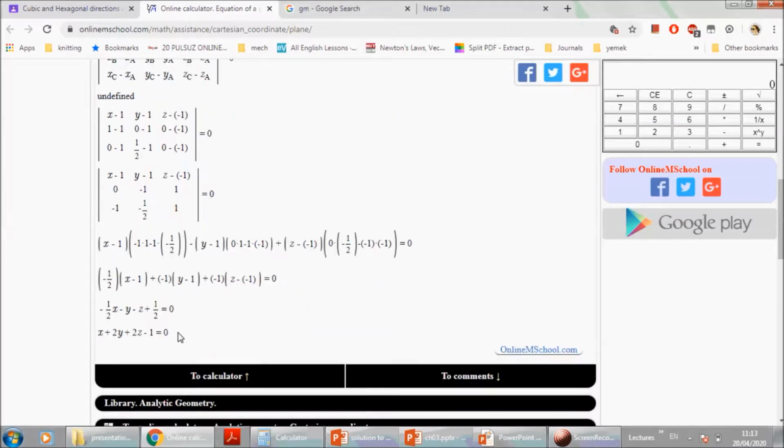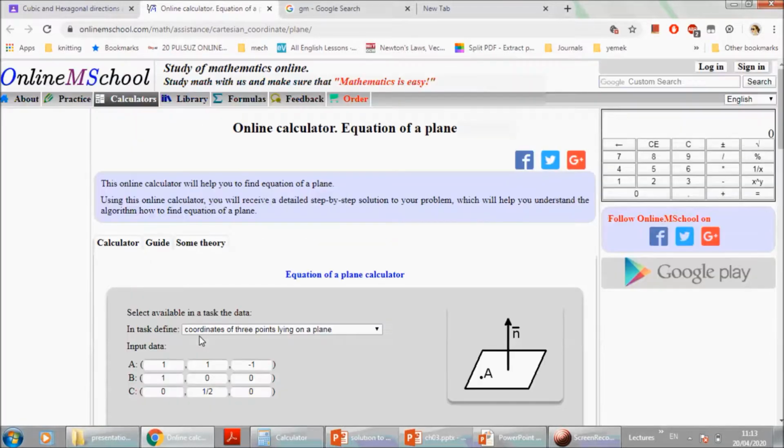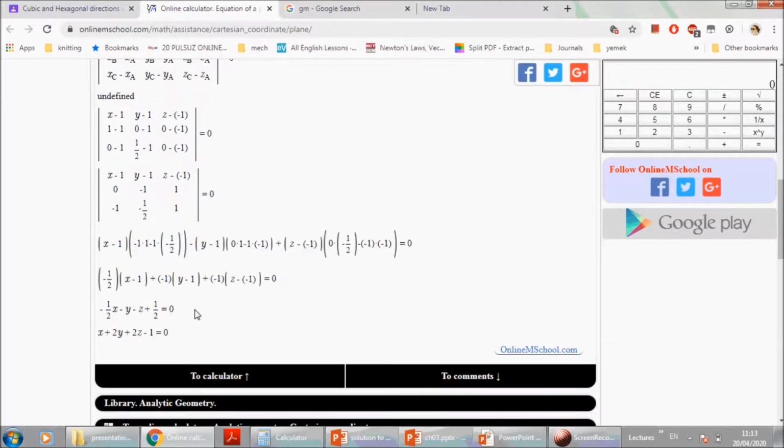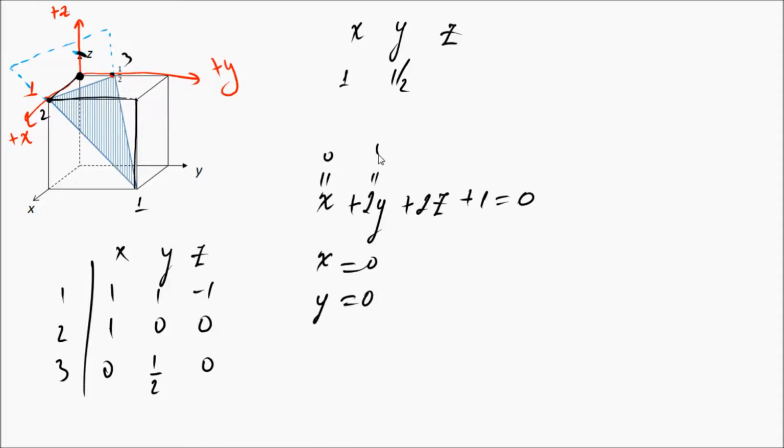So the equation is this one over here. Let's move on. My equation is x plus 2y plus 2z plus 1 equals 0. I know that when this plane intersects the z-axis, at that point x and y will be 0. So plug in 0 and solve.